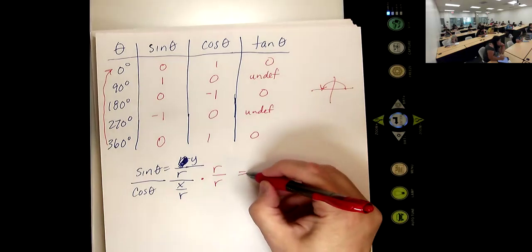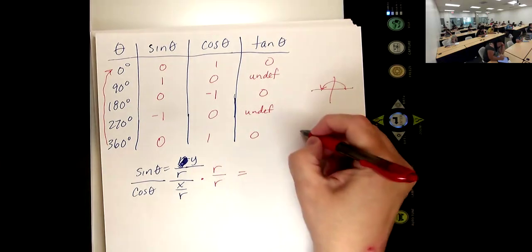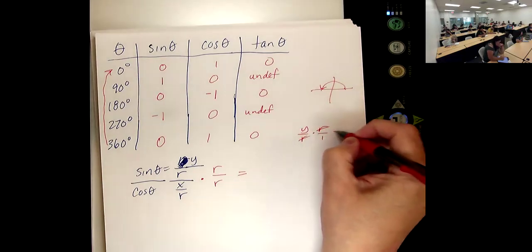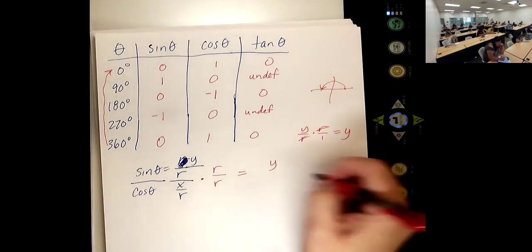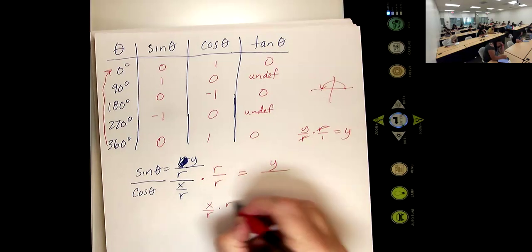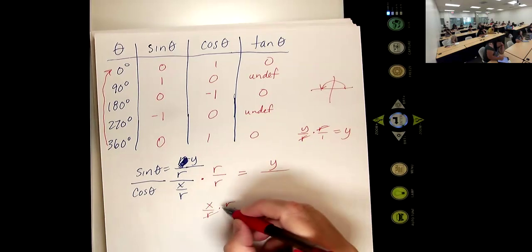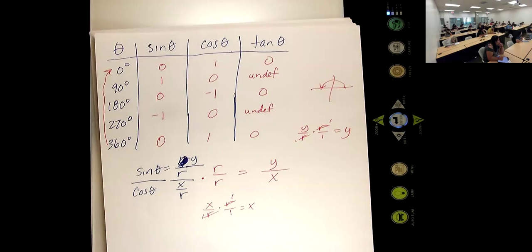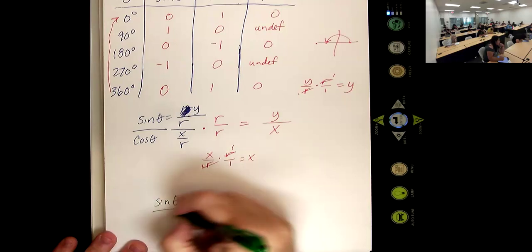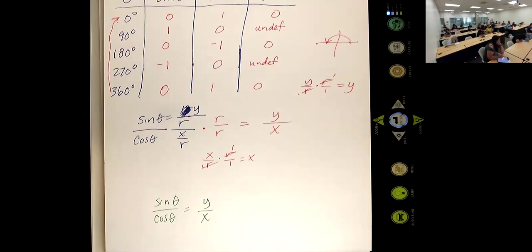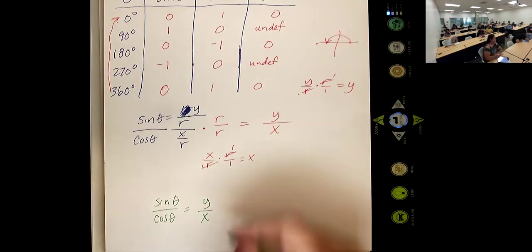And if I do y over r times r, it's like r over 1, they cancel and I get y, so the top is y. And if I do x over r times r, it's like r over 1, the r's cancel, and I'm just left with x. So sine theta divided by cosine theta equals y over x. But what did y over x equal? Tangent. Equals tangent.